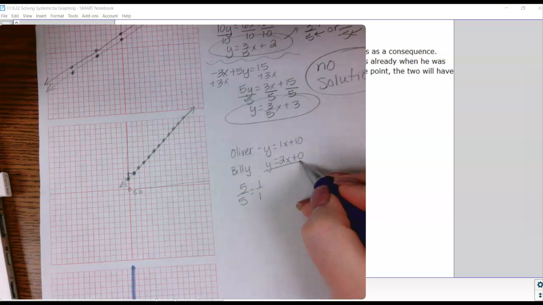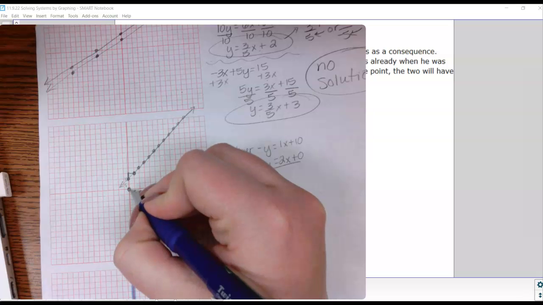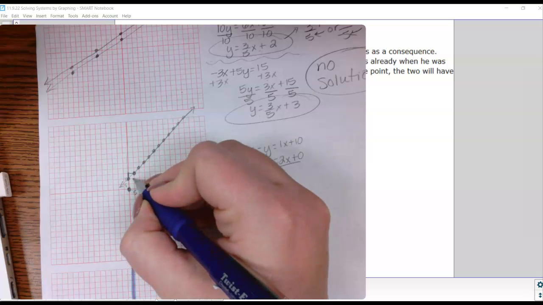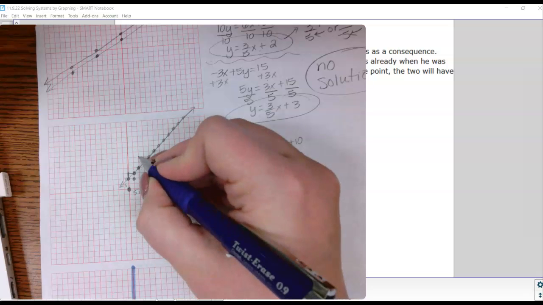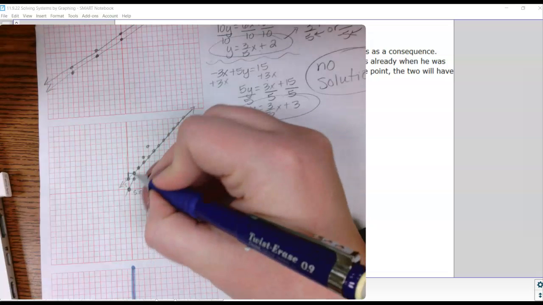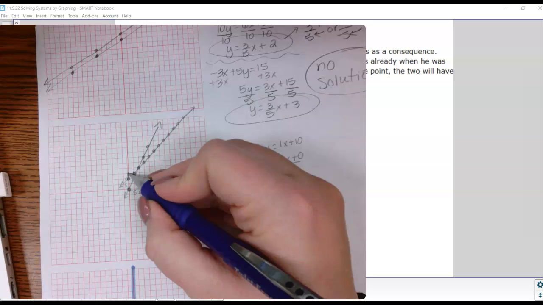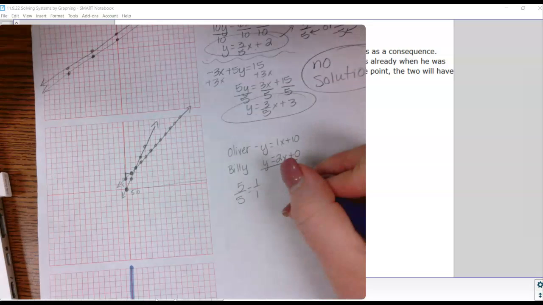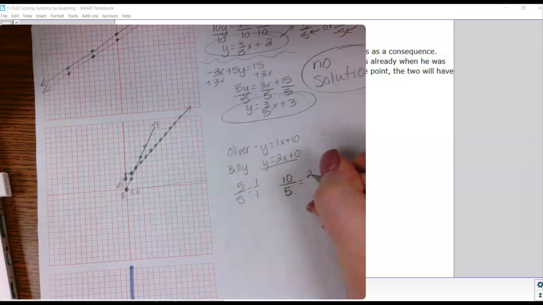Billy, his rate is 2 laps per minute, and his y-intercept was 0. So we're going to start here, and we're going to go up 2 and right 1, and repeat that pattern. And again, this works because if we go up 2, we basically went up 10, and then we went to the right 5, which will reduce to 2 over 1, and that still works.